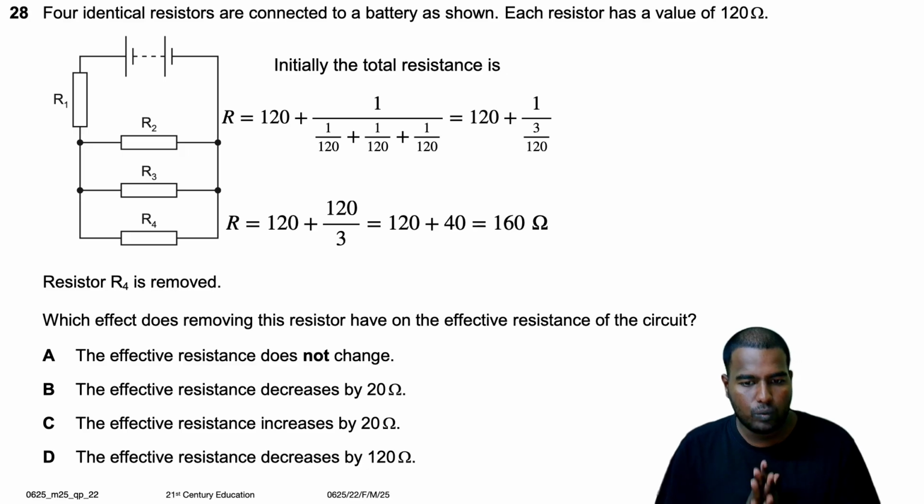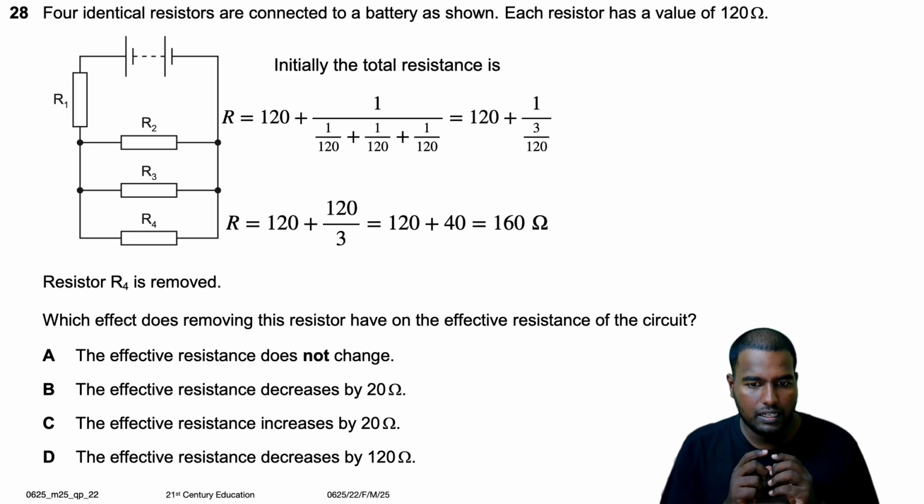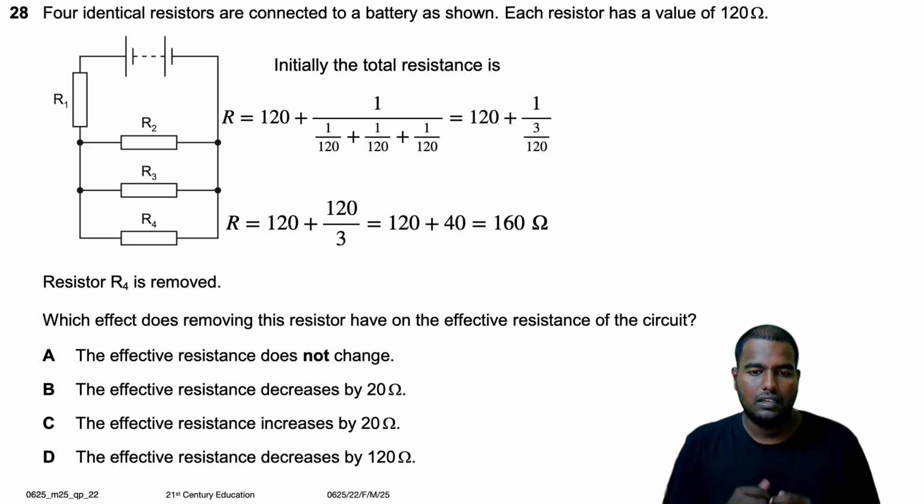Now if we remove one resistor in parallel, then the resistance is going to increase, because if you add resistance in parallel, the resistance will decrease. Vice versa, if you remove it, the resistance will increase.